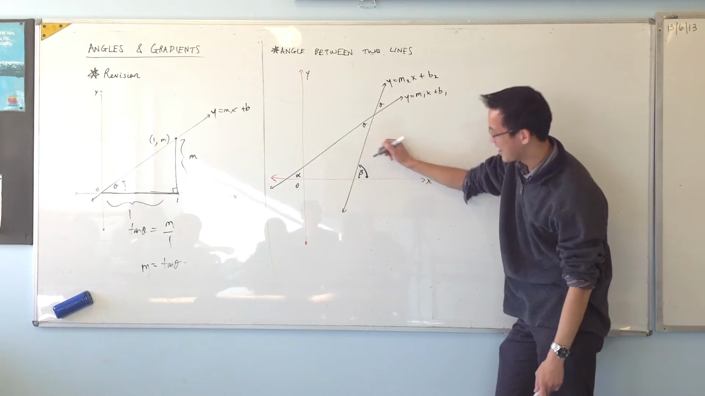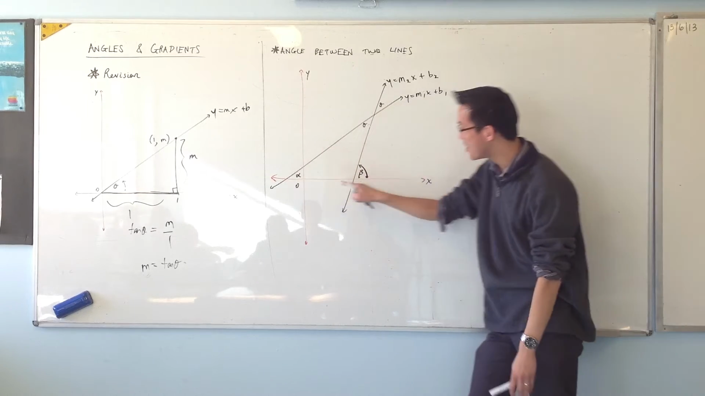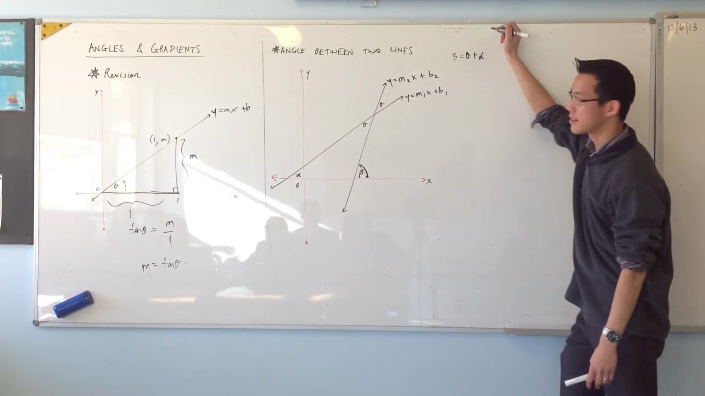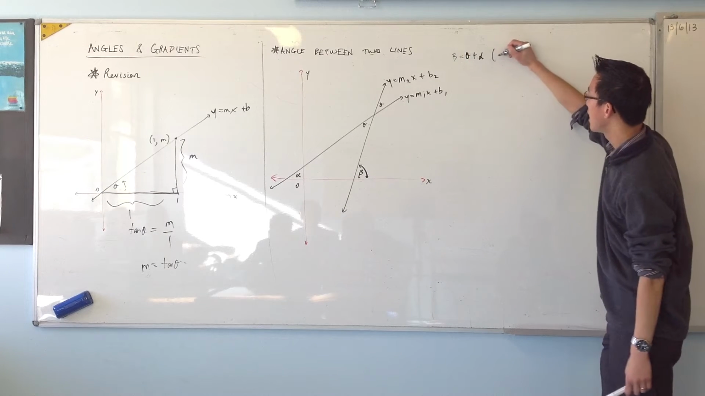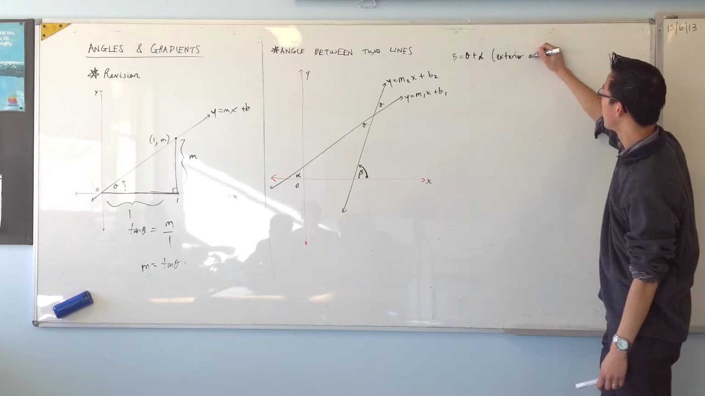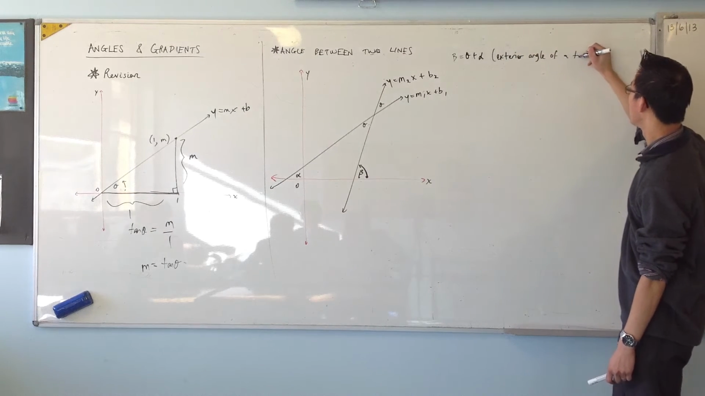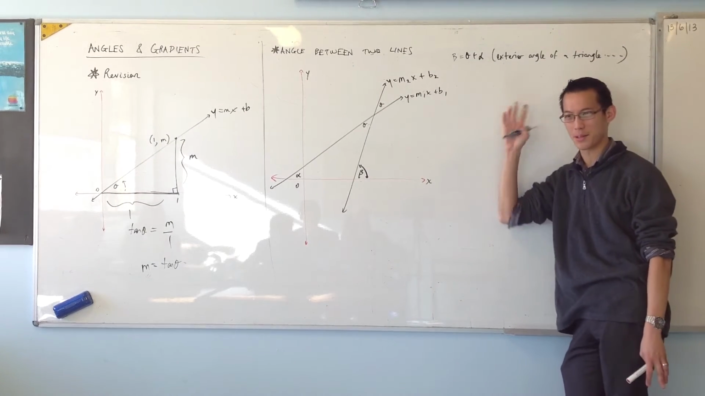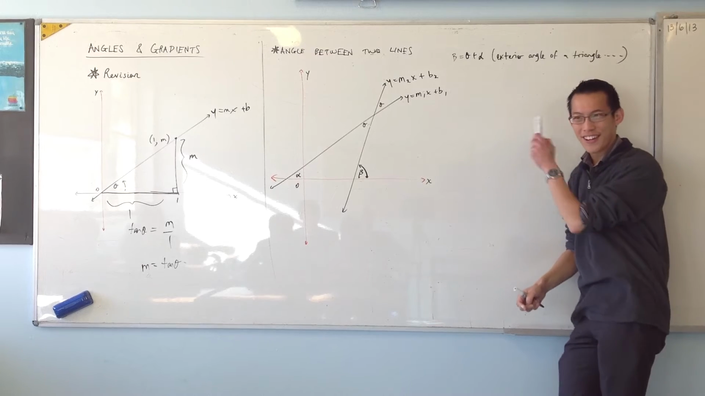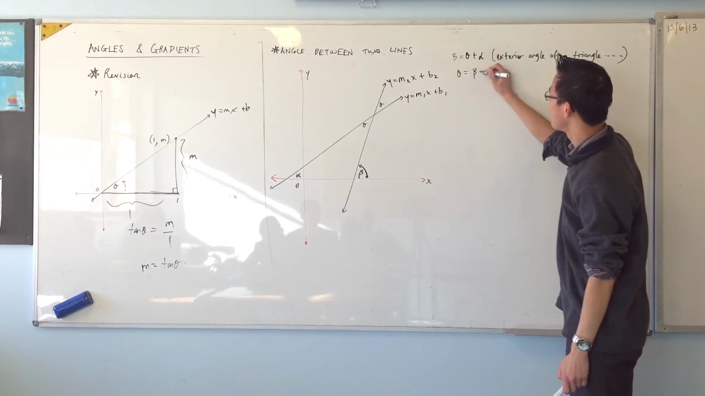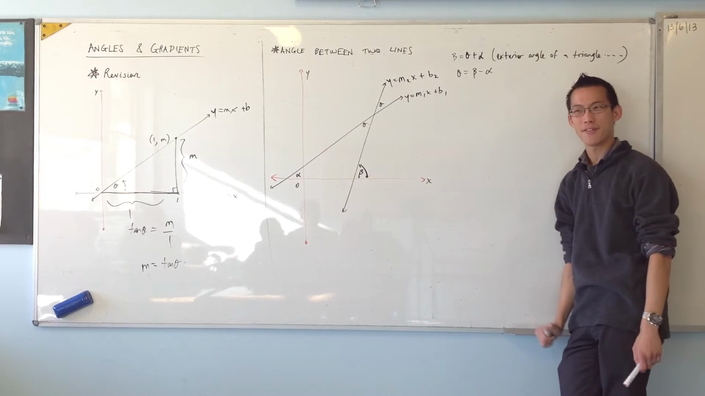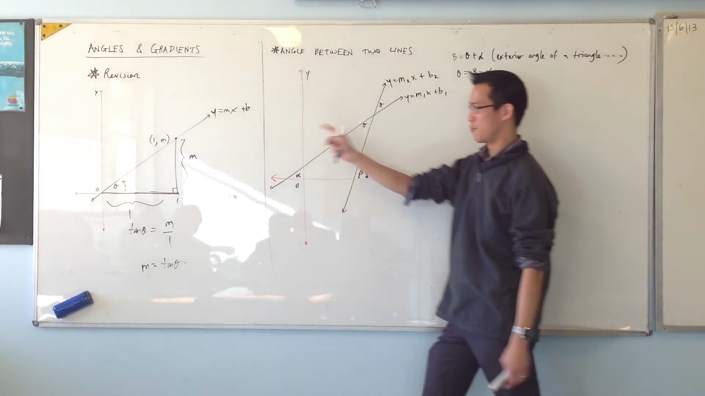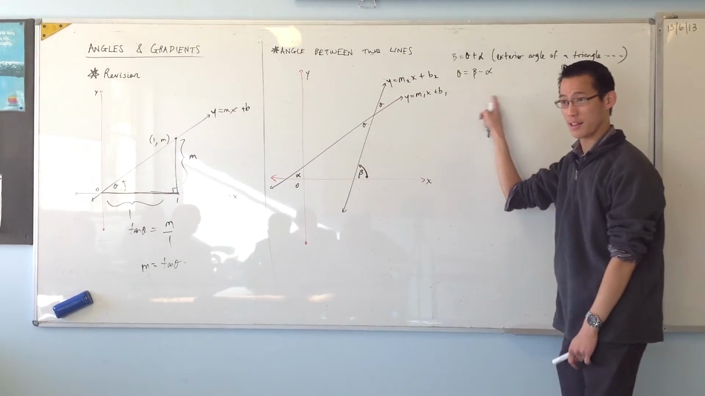So what you're going to have here, beta, the exterior angle of this triangle, is equal to theta plus alpha. Is that okay? I really should say the exterior angle equals the sum of the opposite two interior angles, but I think you get what it's talking about. So therefore, in this case, theta is actually equal to beta minus alpha.